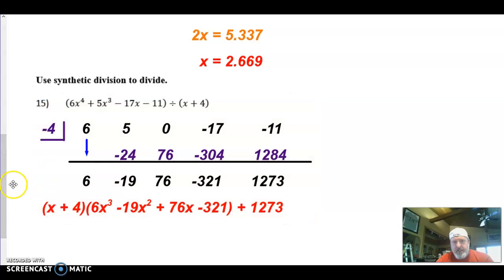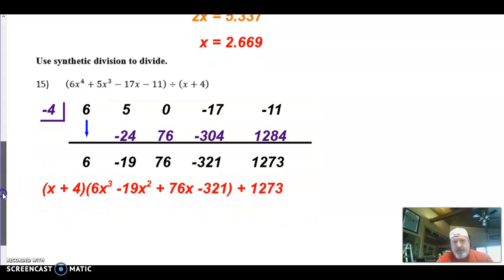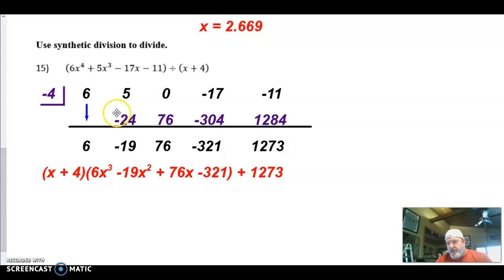And then 17 here, synthetic division. First thing I'm going to point out, notice it goes x to the 4th, so 6x to the 4th, 5x cubed. There's no squared term here. So since there's no squared term, make sure you put a 0 there. That's going to jack everything up. Negative 17x, and then our constant's minus 11. We're dividing by x plus 4. That means you take the opposite here in the box. Always what makes this 0. So negative 4 in the box.